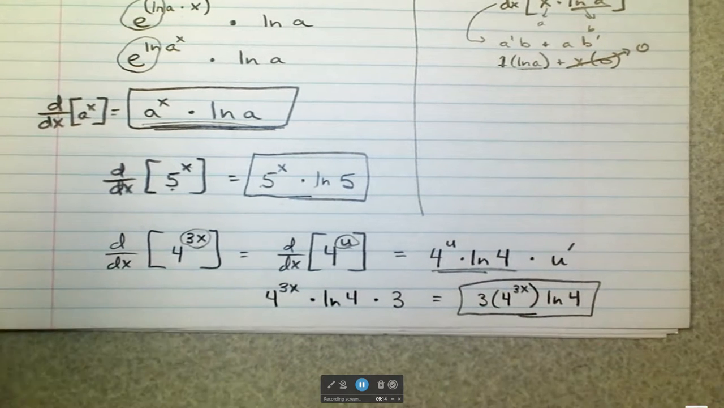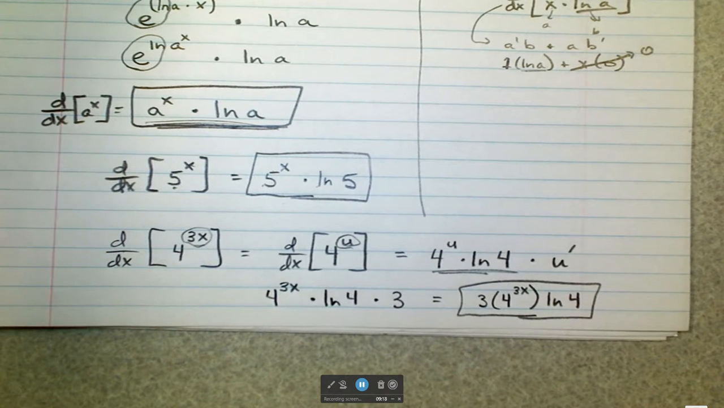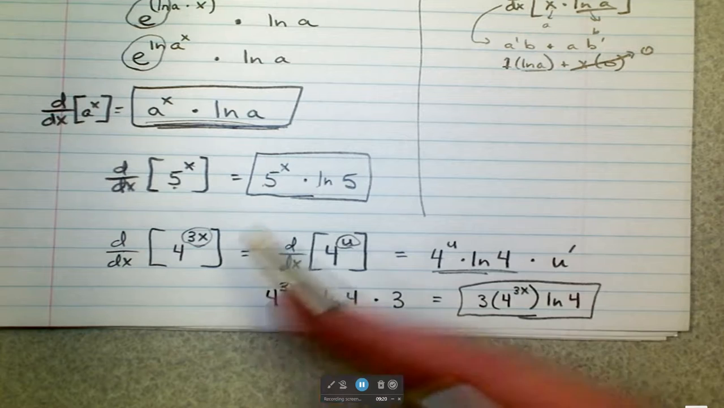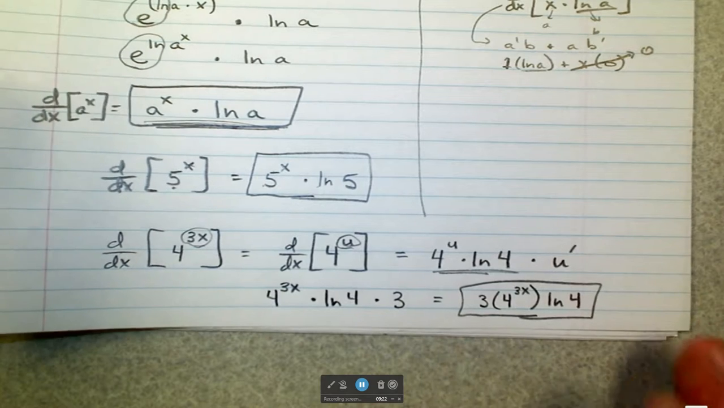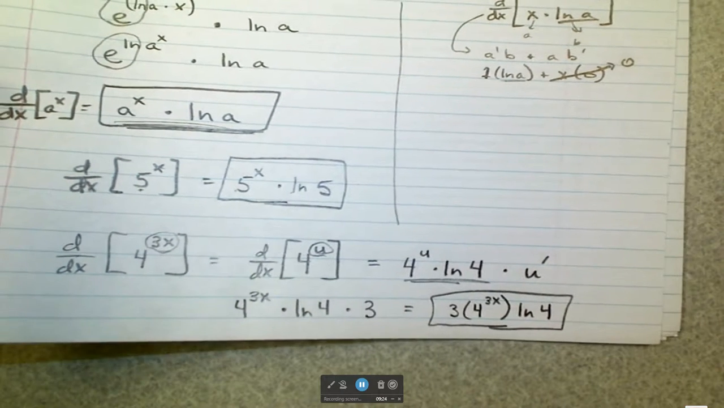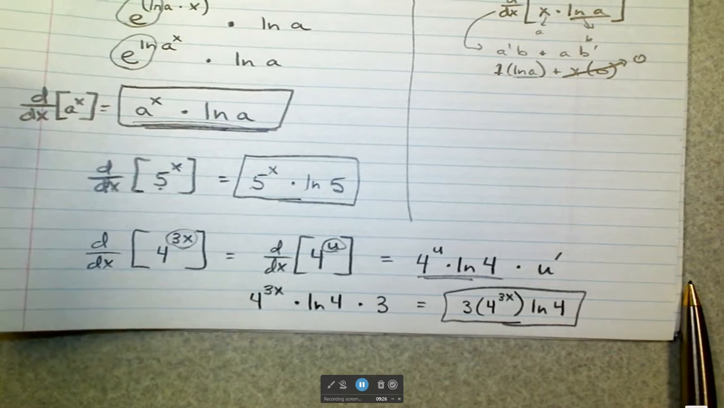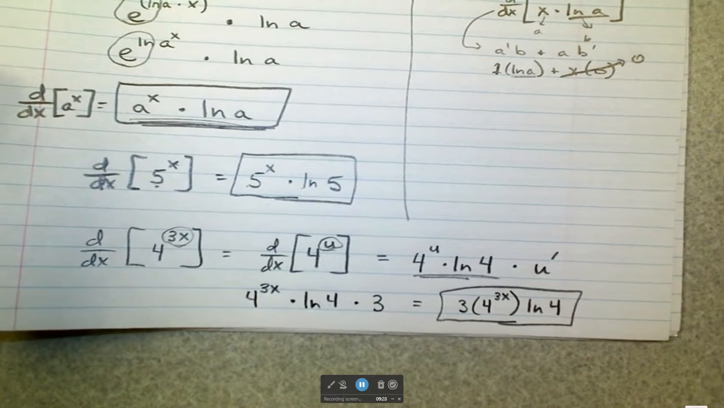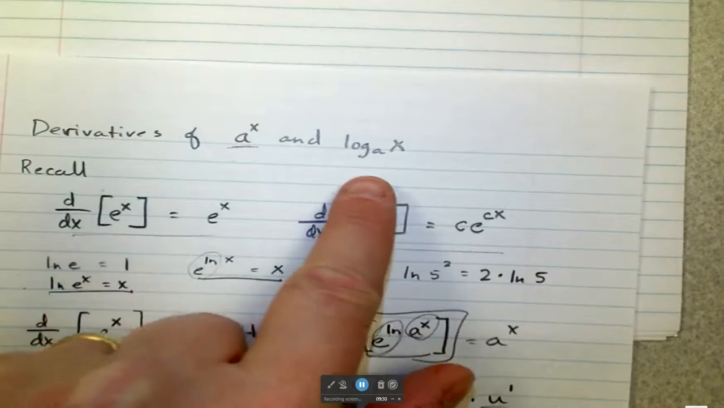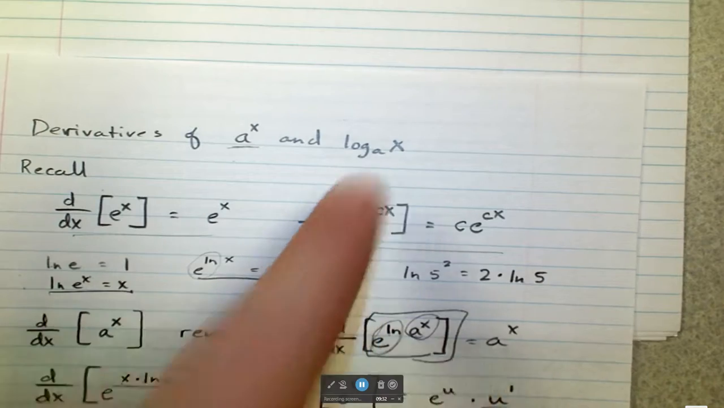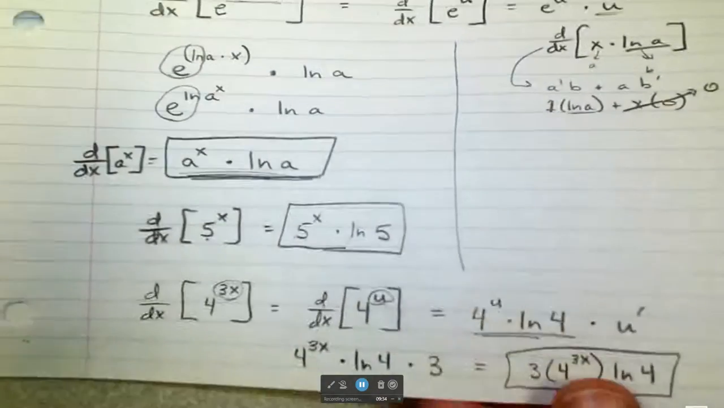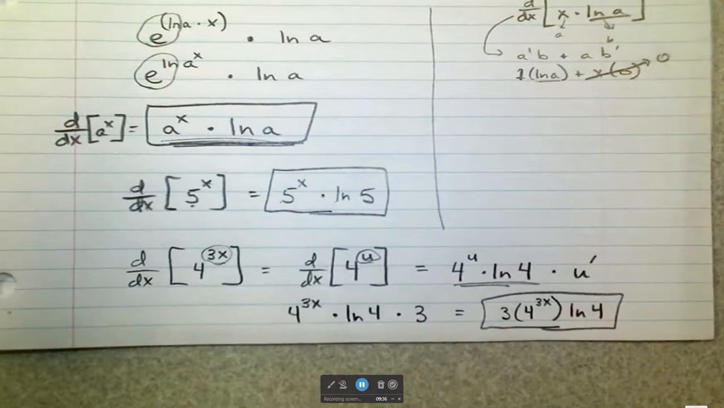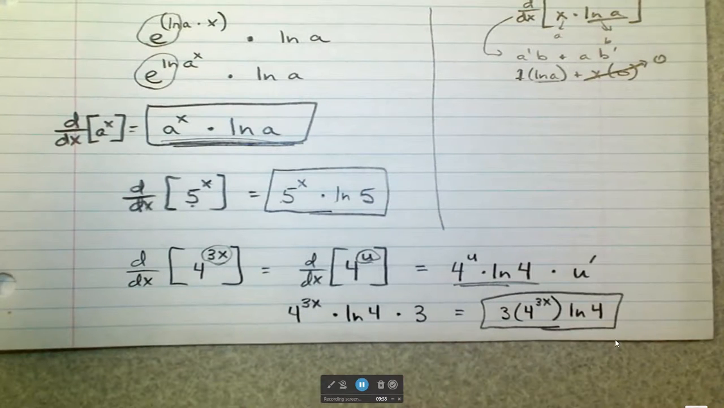So there'd be that derivative. That's the first thing, the derivative of a to the x and any subsequent version of it. We proved that and worked out a few problems. I'm going to pause us there, and we're going to come back and do the derivative of log a of x. If you have any questions about the derivative of a to the x, leave them in the comments or send me an email and we will figure it out. Thanks.